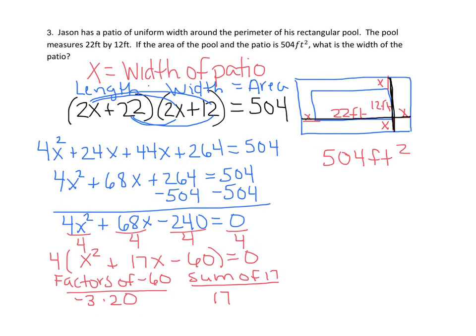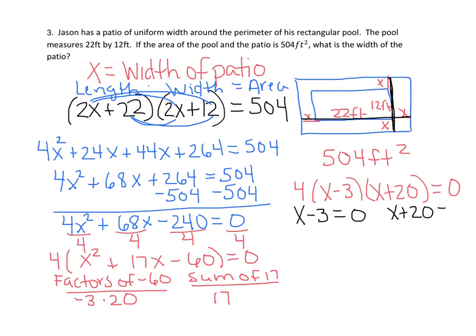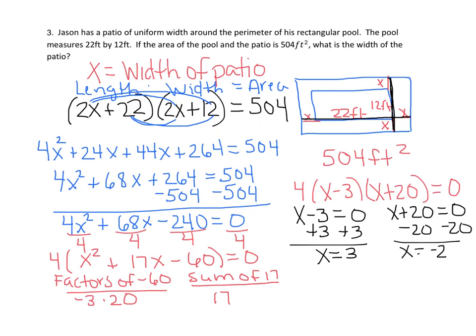We have 4 times x minus 3 times x plus 20 equals 0. Now, as I stated a few minutes ago, the 4 really isn't going to have an impact on our answer. The x minus 3 has to equal 0, and the x plus 20 has to equal 0. So we're going to write those two equations. x minus 3 equals 0. x plus 20 equals 0. So we add 3 to both sides, and we get x equals 3. Subtract 20 from both sides, and you have x equals negative 20.